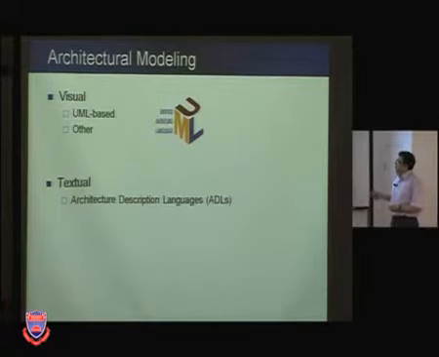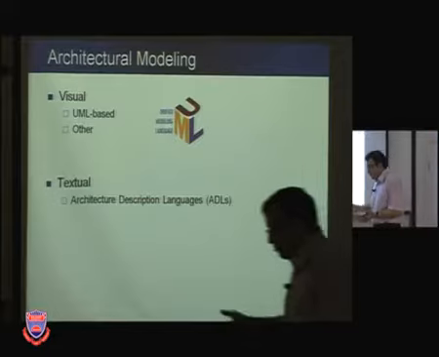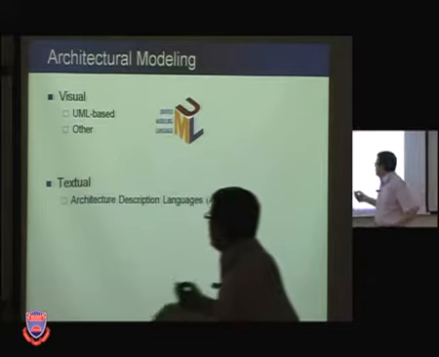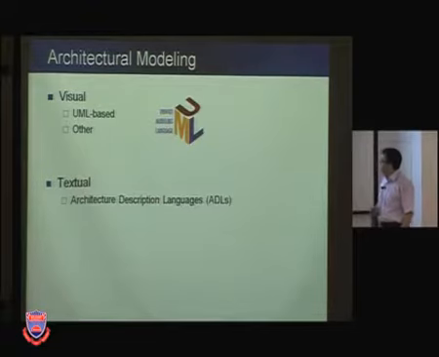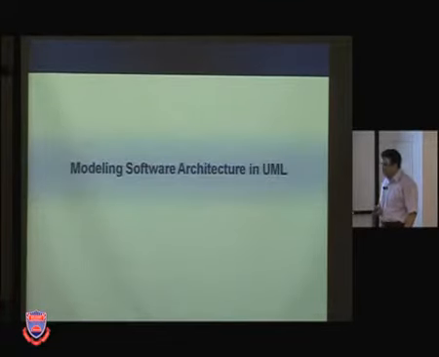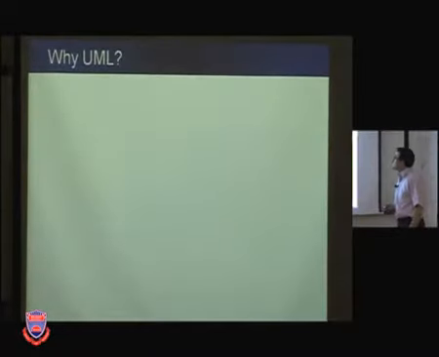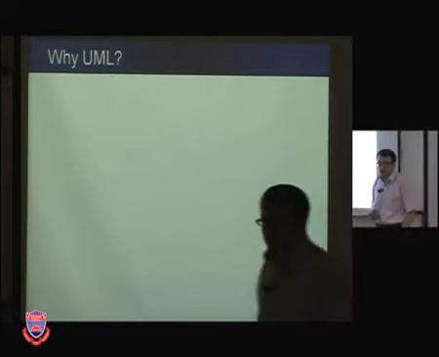Visually, we can distinguish between UML-based and other, more dedicated languages. And textually, we call these architecture description languages. They are just representations in text. We will look at UML-based and not the others, because it's more standard. So let's look at that. What it means, modeling software architecture in UML. So why do we need UML? Why would we look at UML for representing architecture?